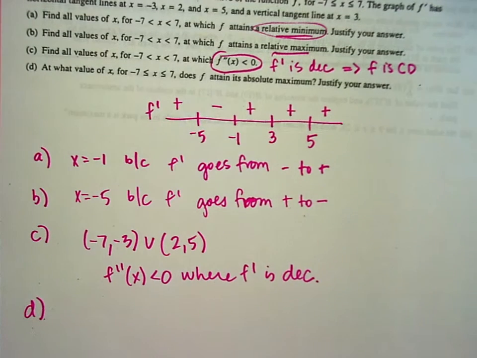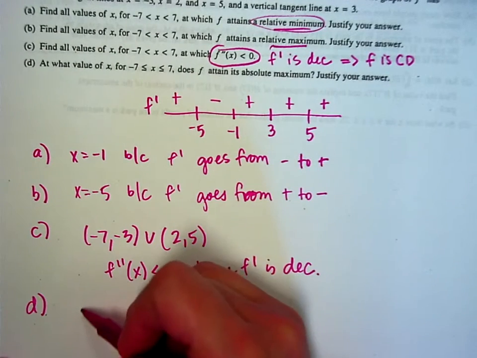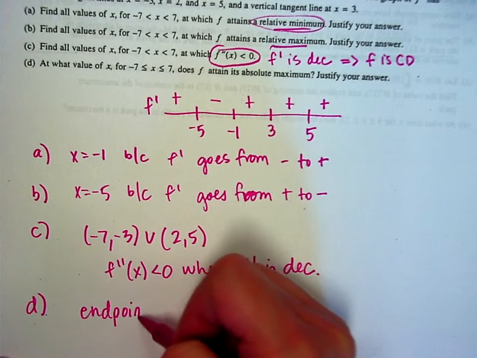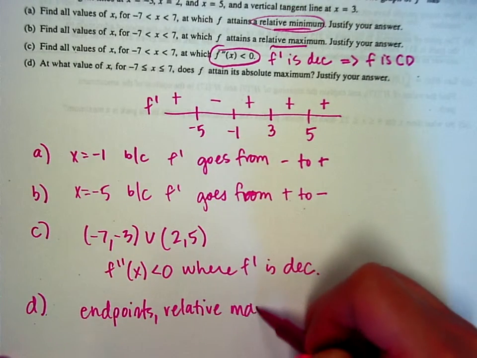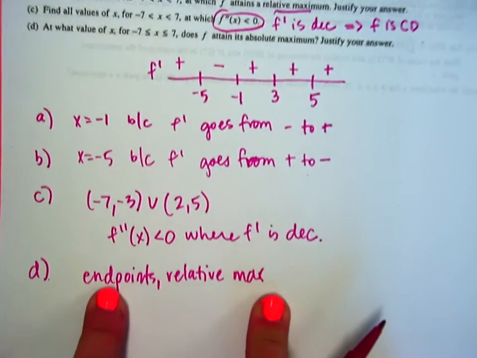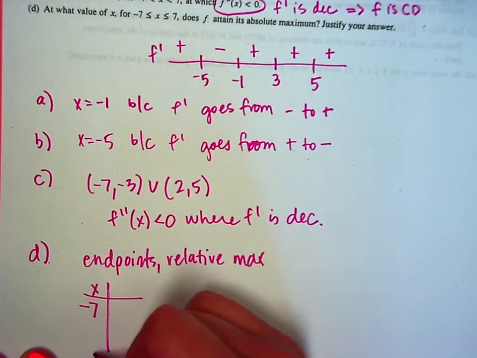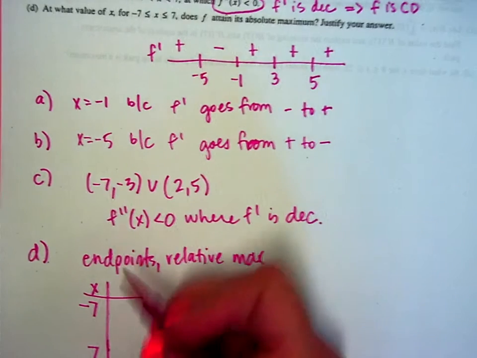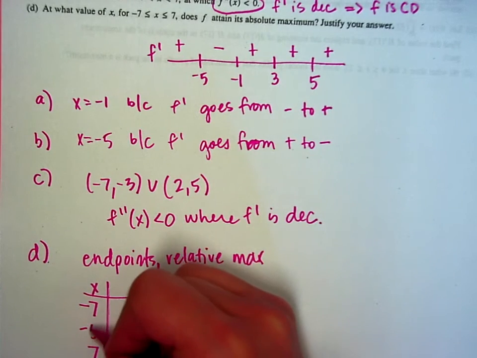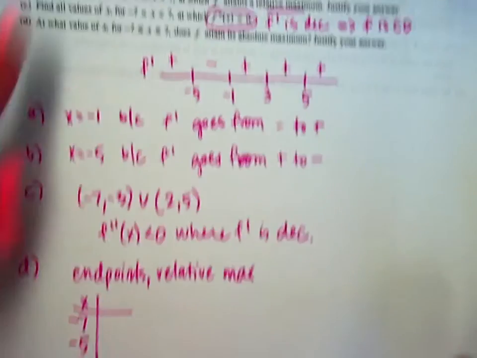D says, at what value does f attain its absolute max? So here's where we're analyzing the area under the curve. I need to consider endpoints and any relative maximums as potential places where I could have my absolute max. In the past we've done a chart, -7 to 7, and the only place where I have a relative max, as answered in part B, is at -5. So I'm going to consider these places. You don't know anything else about f other than what its derivative looks like.